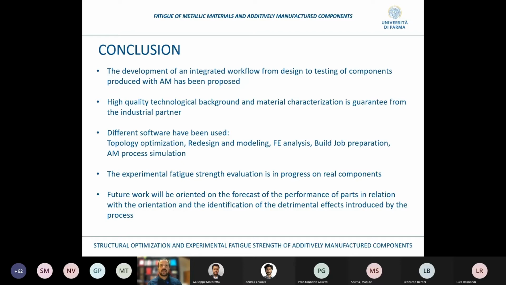and the future work, the future tests on the specimens, will be oriented toward the evaluation of the performance, also in relation to the orientation, and the effect that the orientation itself and the surface morphology have on the fatigue performance, and how the orientation and the presence of particular surface conditions or the support position have influenced the mechanical and fatigue properties.